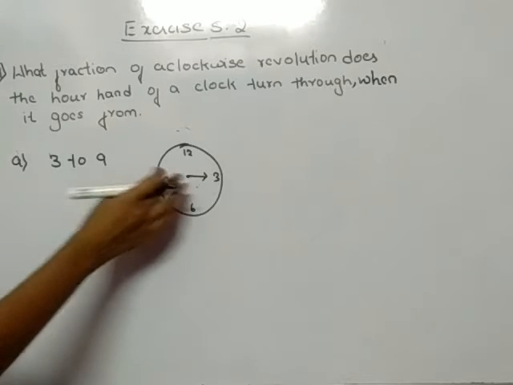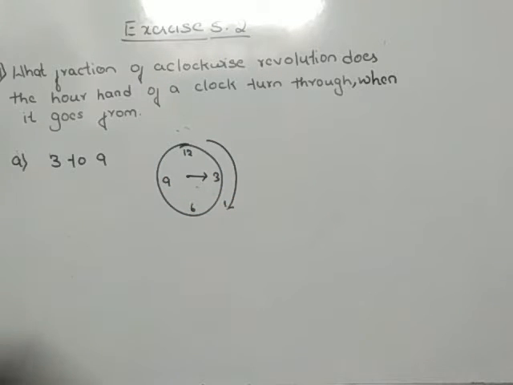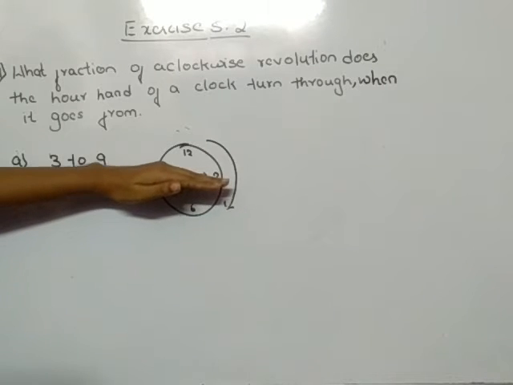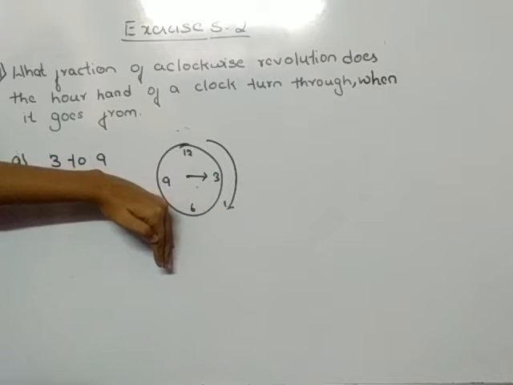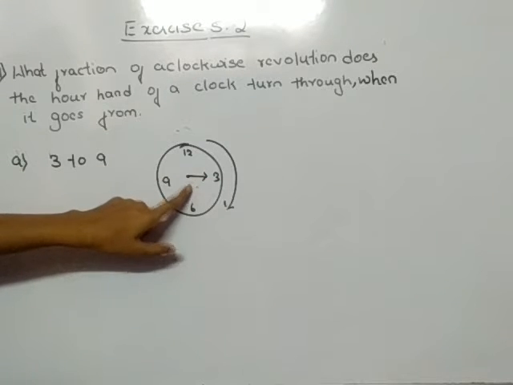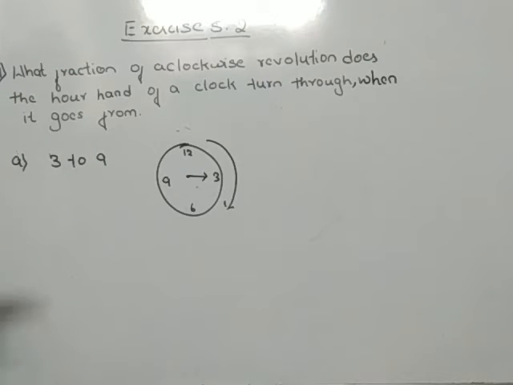And they have said that the hour hand is moving in a clockwise direction, right? Here we need to say that if the hand of the clock rotates in a clockwise direction, then the revolution made by that hand we need to express in a fraction. How much revolution it has made, we need to write that expression in a fraction form.